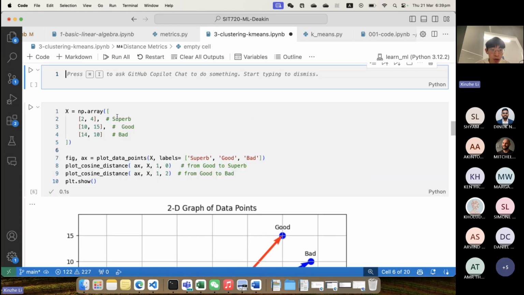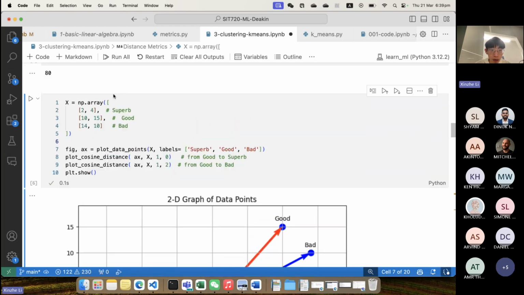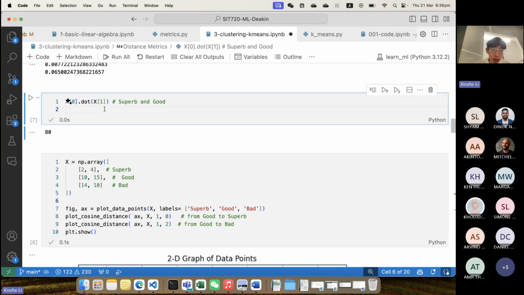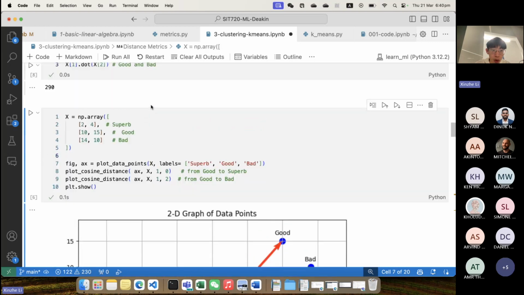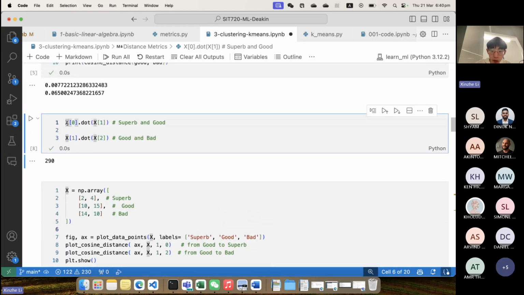I always want to show you the result. This is super and good. What's the result for that? It's 18. So let's look at the dot product between super and, I don't want to look at super and bad, I want to look at good and bad. So let me print the result for you.